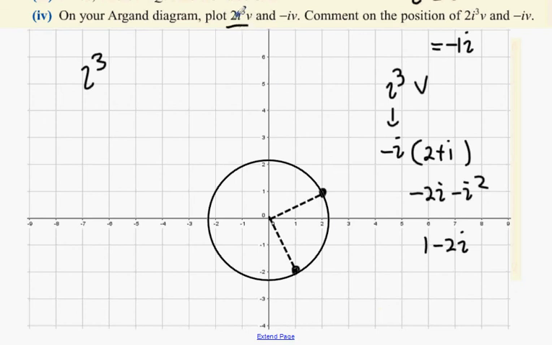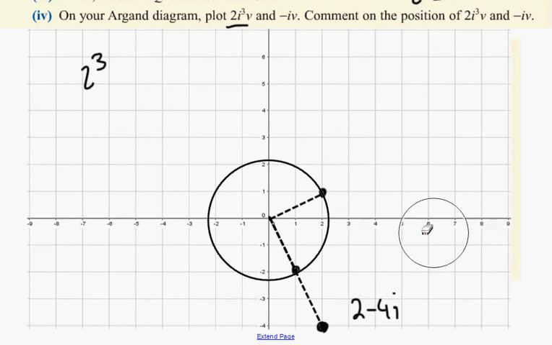Now, I also have to multiply the answer by 2. What will multiplying the answer by 2 do to me? It'll double the distance, 1 across 2 down, 1 across 2 down. And where do I end up? I end up at this number here, which is 2 minus 4i. That's all that work gone now.